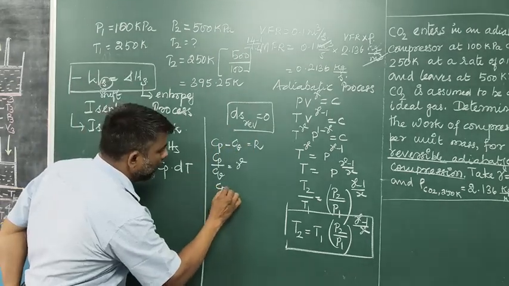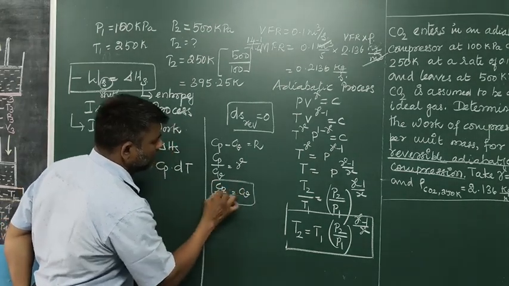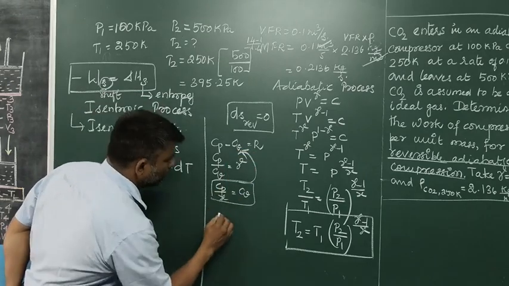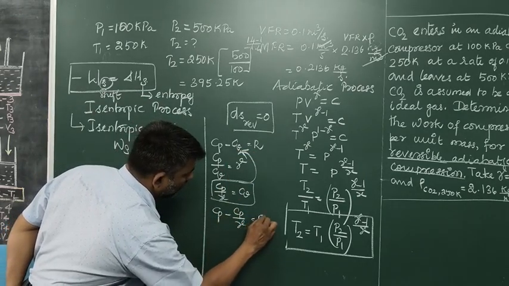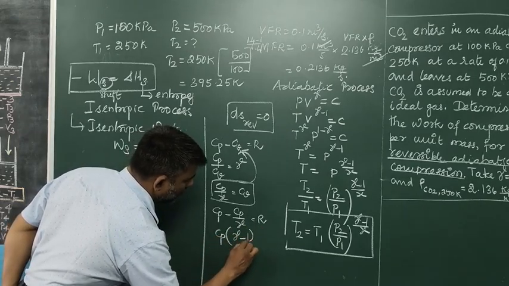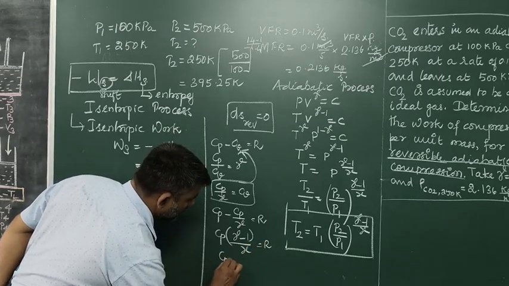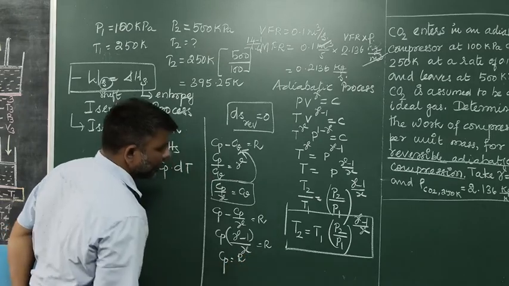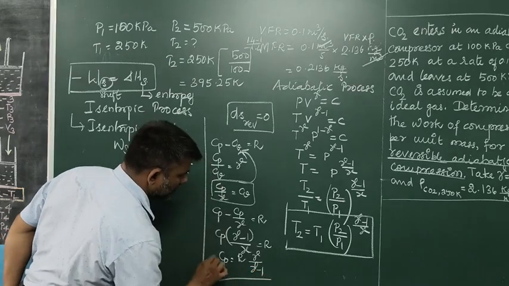So Cp divided by gamma is equal to Cv. Substitute this information here. So Cp minus Cp divided by gamma is equal to R. So Cp into gamma minus 1 divided by gamma is equal to R. So Cp is equal to R into gamma divided by gamma minus 1.